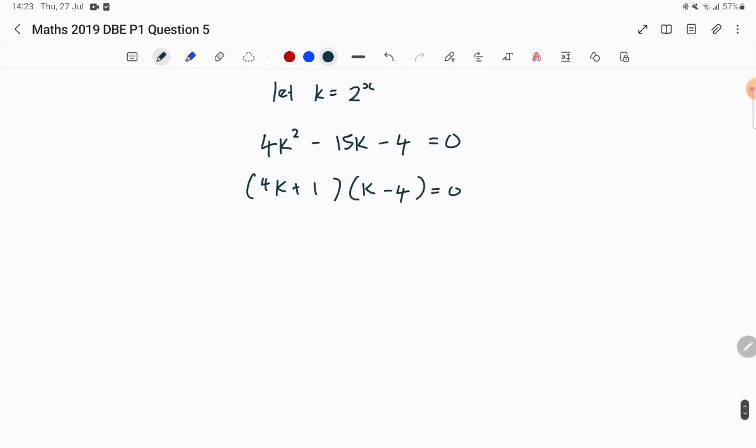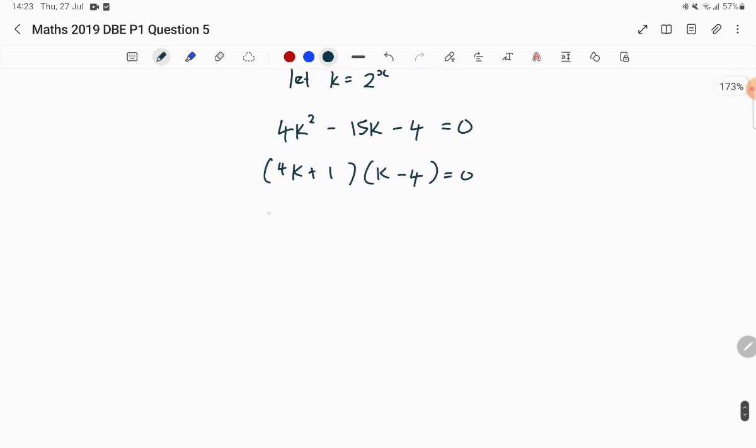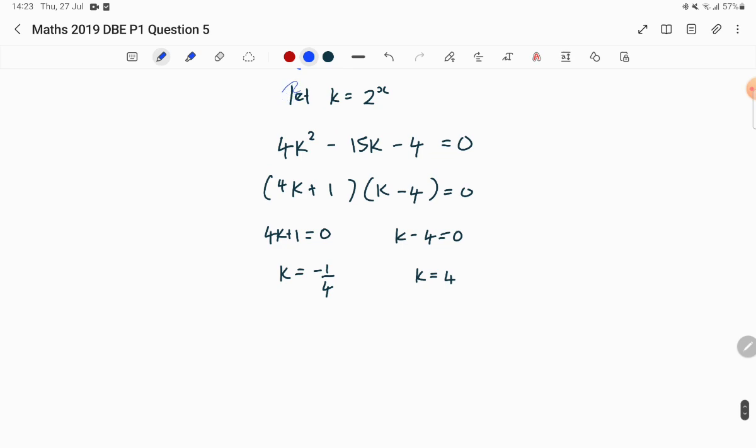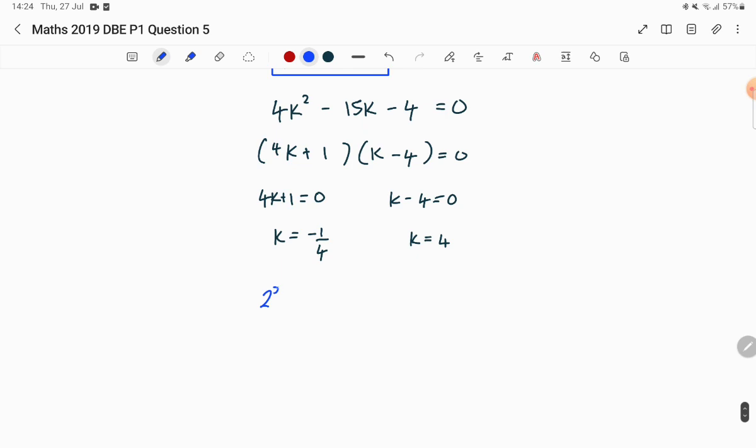So once we get our two factors, then we can equate them to 0 and solve for k. So thereafter 4k plus 1 is equal to 0, k minus 4 is equal to 0, so k is equal to minus 1 over 4, and k is equal to 4. But then again, we're not solving for k, so we need to bring back what we said k was. So what was k? We said let k equal 2 to the power x. So bring that back here. 2 to the power x is equal to minus 1 over 4. And 2 to the power x is equal to 4.